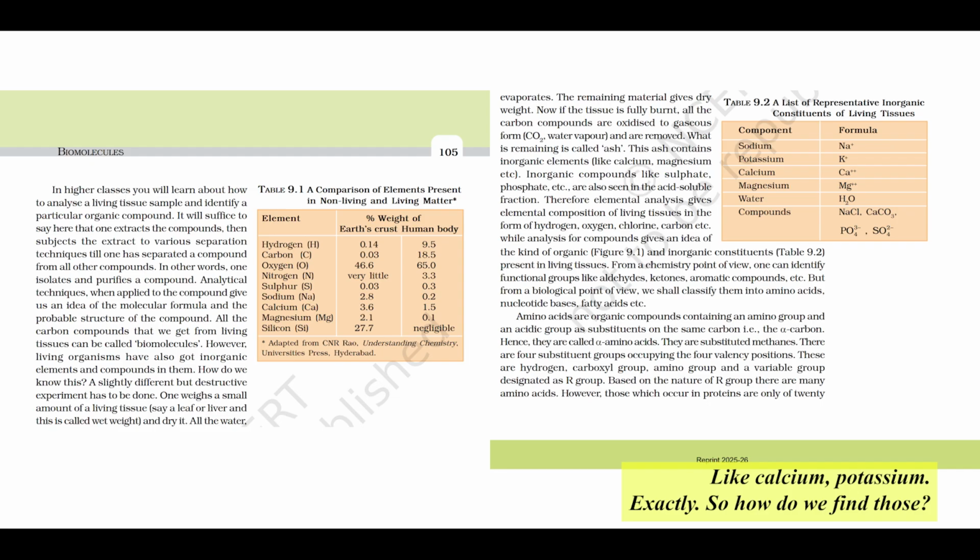Okay, biomolecules. But wait, living organisms also need crucial inorganic elements and compounds, right? Like calcium, potassium. Exactly. So how do we find those? We need a different approach. It's actually a destructive experiment. Destructive, how so? Well, here's how it works. First, you take a small amount of the living tissue, again, maybe a leaf or a piece of liver, and you weigh it carefully. This is its wet weight because it still has all its water.